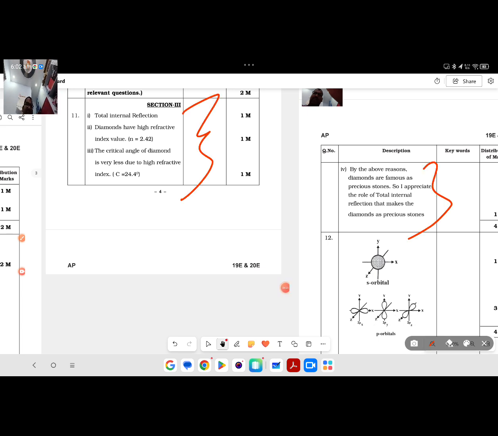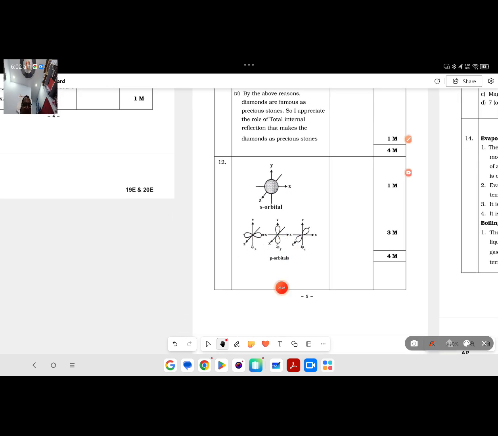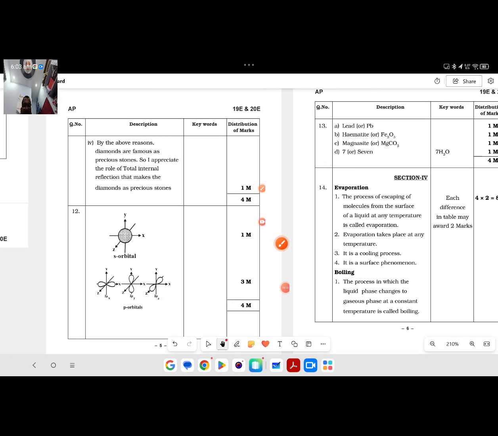Now draw the shapes of the s orbital and px, py, pz orbital is given. For that, you just look at here how marks will be allotted. For drawing the s orbital, 1 mark. For drawing px, py, pz, 3 marks will be allotted. Alright. Next question. This 12th.